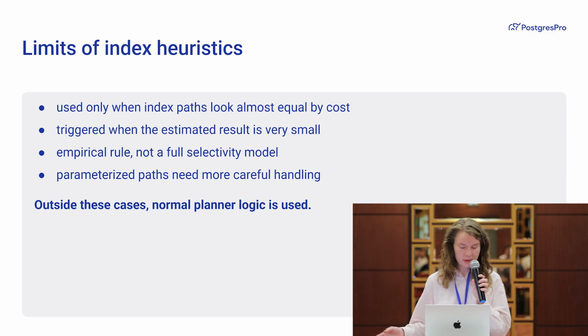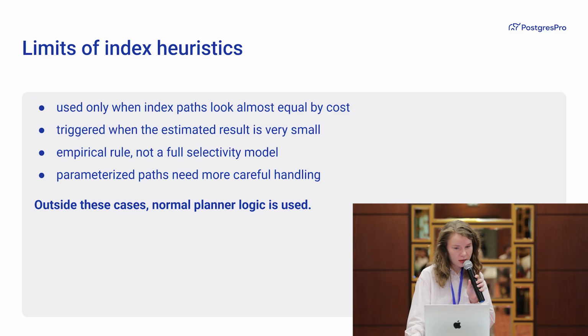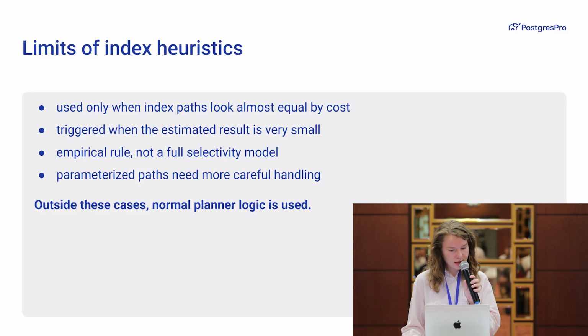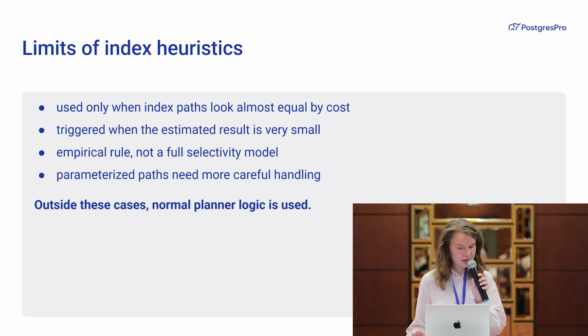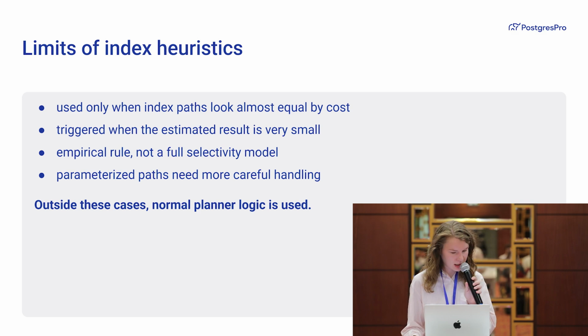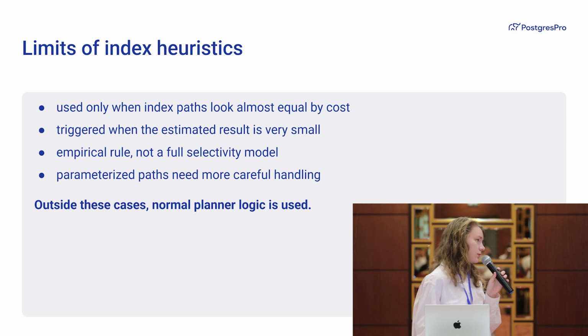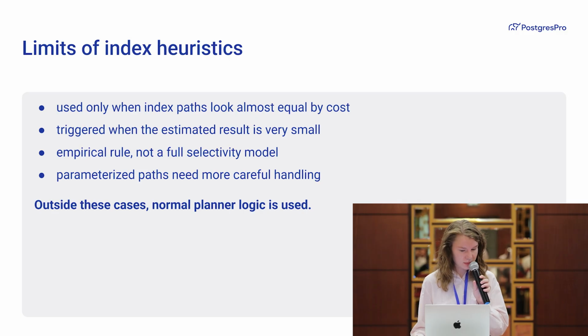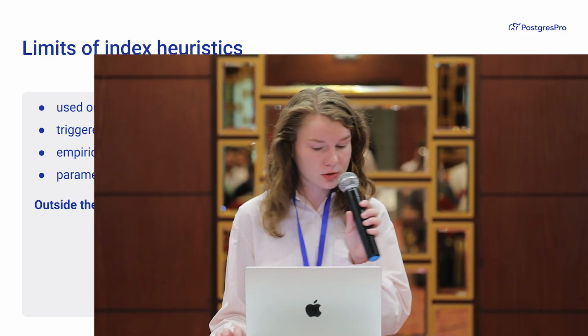Of course, before moving to the next part, we should discuss some limits. It should be mentioned that this is a narrow improvement. It is used only when the planner cannot choose safely between plans. This is not a full replacement for selectivity estimation. It's an empirical rule for a specific uncertain case. And as mentioned above, parameterized paths are also more difficult because the same index lookup may be repeated many more times in a join. Outside these cases, the normal planner logic is still used.